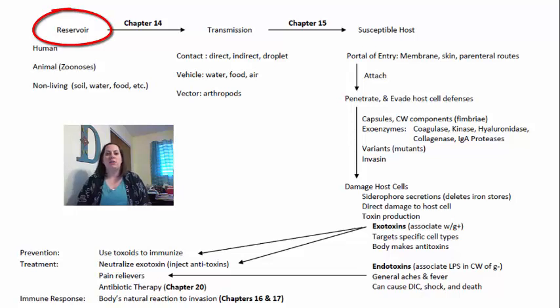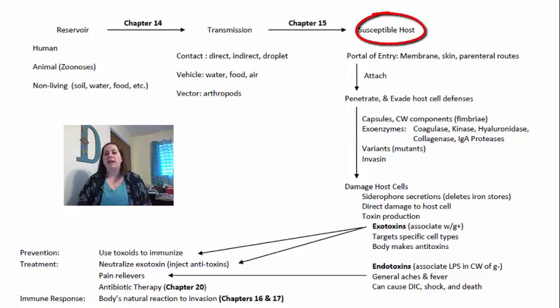Reservoirs include things like humans, animals, or non-living things like fomites. We also see transmission is through contact. There could be a vehicle like water, food, or air, or vectors like arthropods. Chapter 15 is going to look more at the susceptibility of the host.